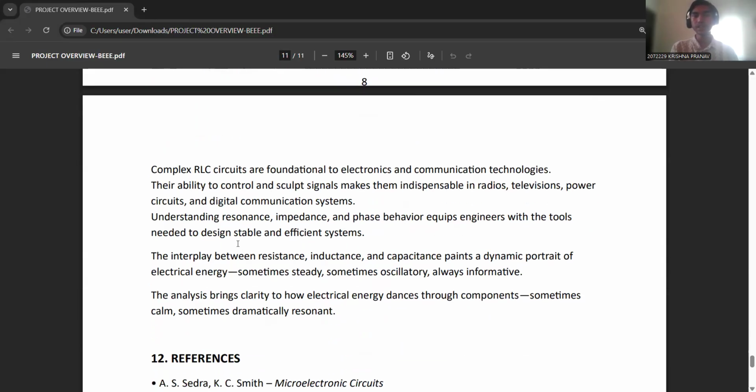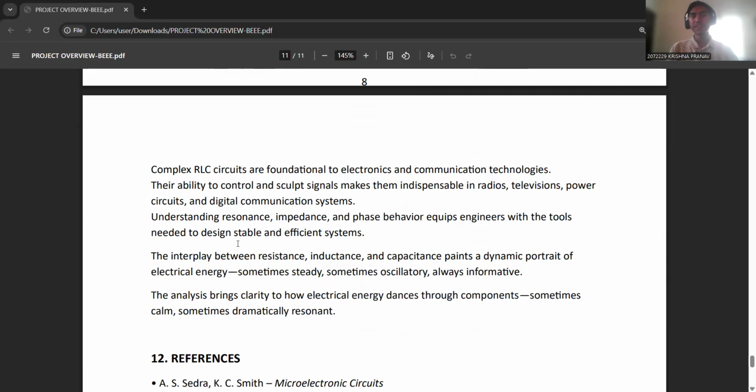Conclusion: complex RLC circuits are foundational to electronics and communication technologies. Their ability to control and shape signals makes them indispensable in radios, televisions, power circuits, and digital communication systems. Understanding resonance, impedance, and phase behavior equips engineers with the tools needed to design stable and efficient systems.